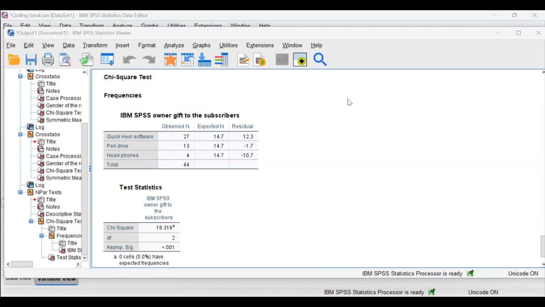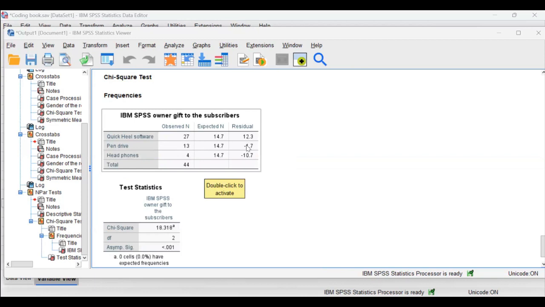And the reason is very clear, right? We all know it. But as part of the subscription, from the IBM SPSS owner's point of view, he was expecting there would be equal proportion among all the respondents, all the subscribers. Whereas the results are different.